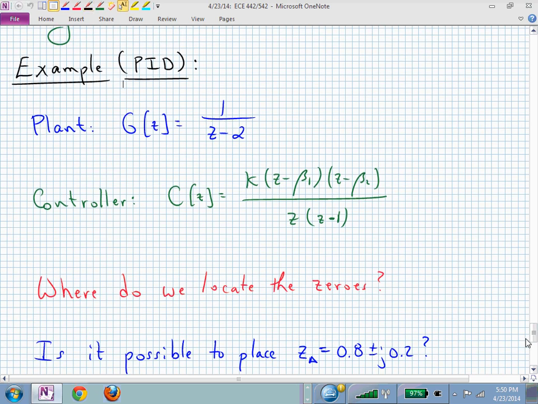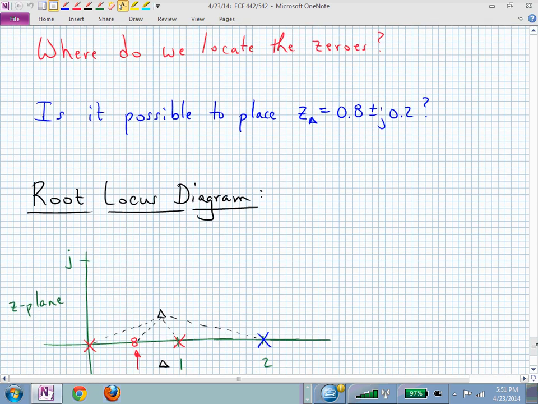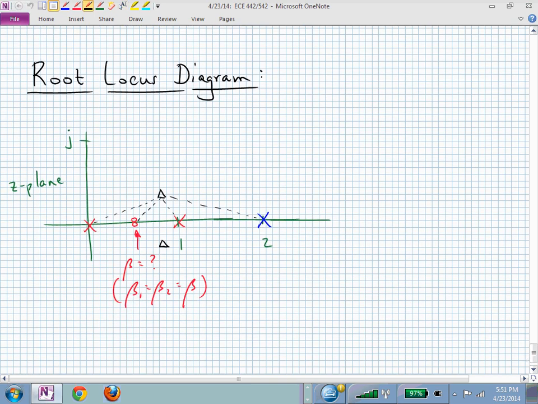It's the same plant. It's unstable, open loop, and we want to pick beta 1 and beta 2. Where do we put those? Let's just try something different. Let's try new closed loop dominant pole locations. Let's say that we want to be at 0.8 plus and minus j0.2. So now here is our root locus diagram.